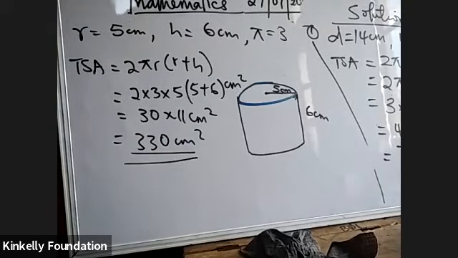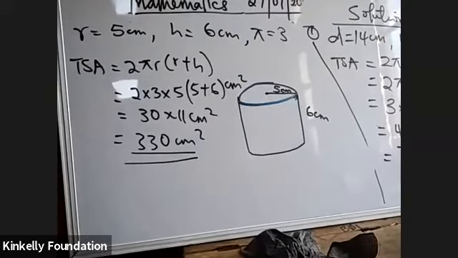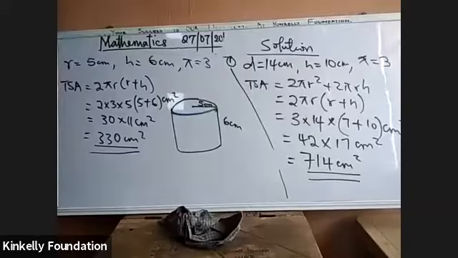Now, we can see the board again. Good. Now, we also have what we call volume. Can you see the board well? Yes. Check the two solutions there on the board. Now, look at this question again.